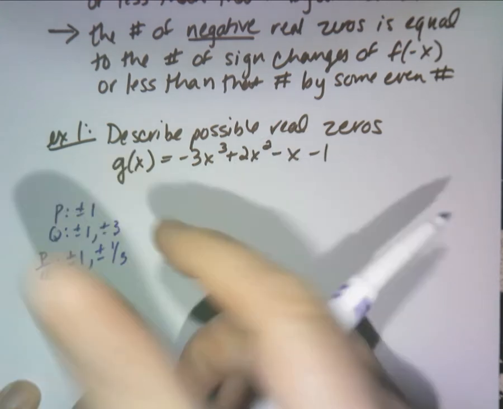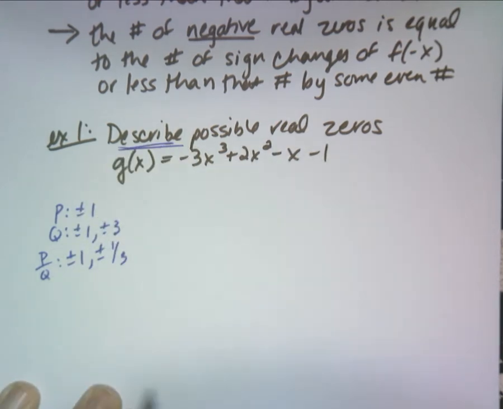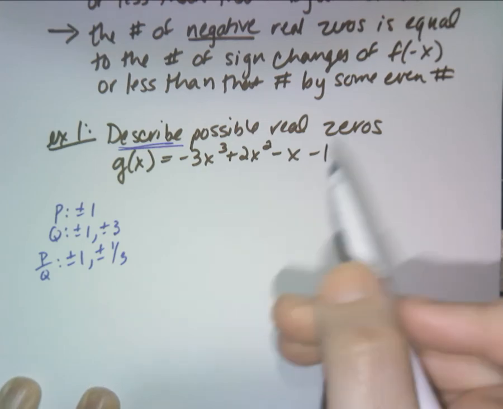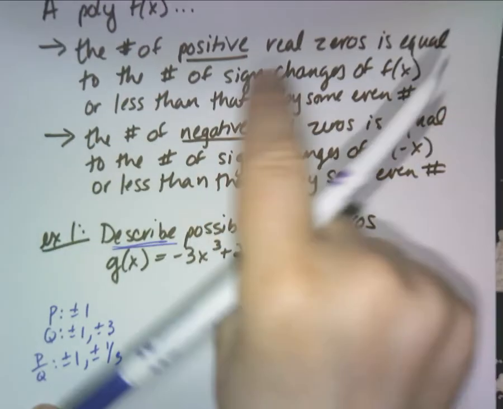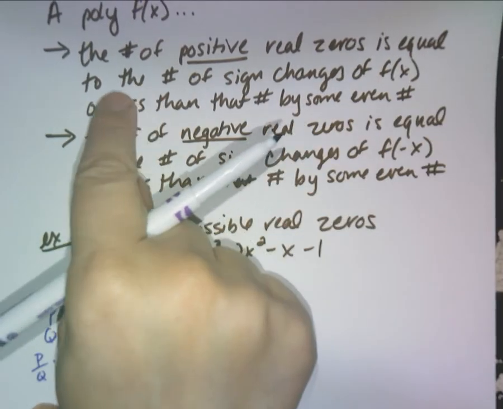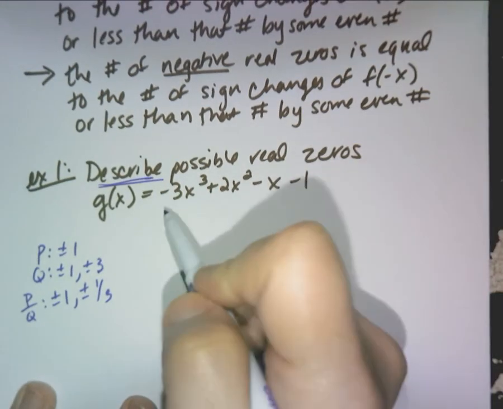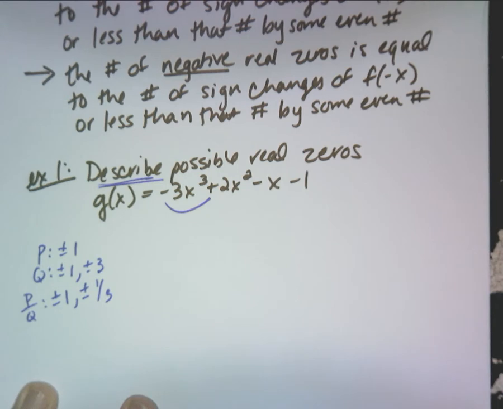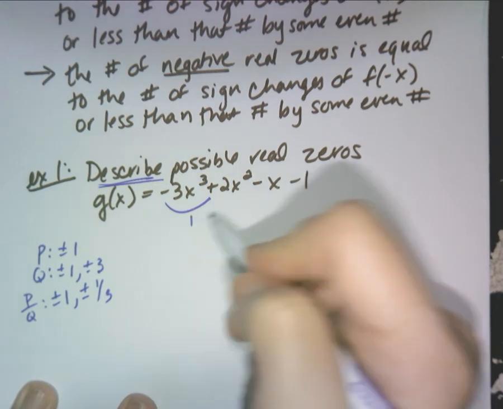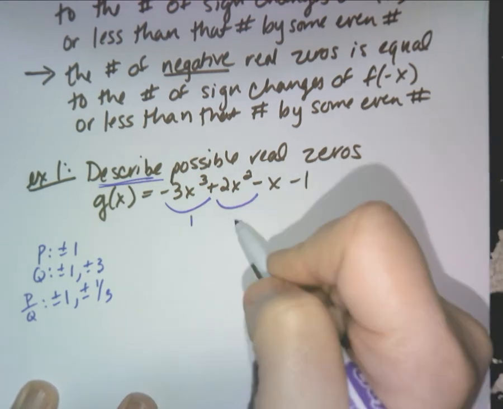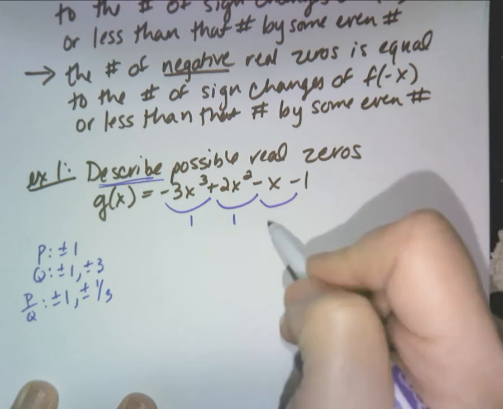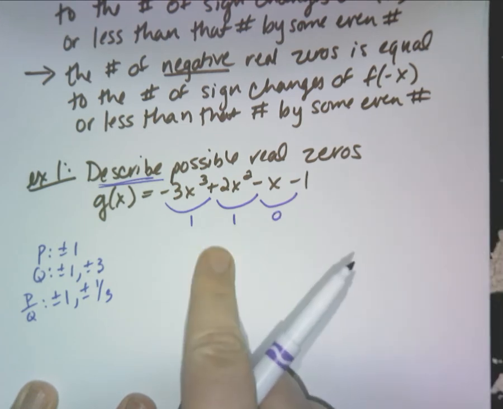But when they say just describe those possible zeros to me, they're actually asking you: are they positive or are they negative, and how many are there? So here's what you have to do. To find how many positive real zeros there are, you just count how many sign changes there are. Is this a sign change? Yes. How many is that? 1. Is this a sign change? Yes. Is this a sign change? No.